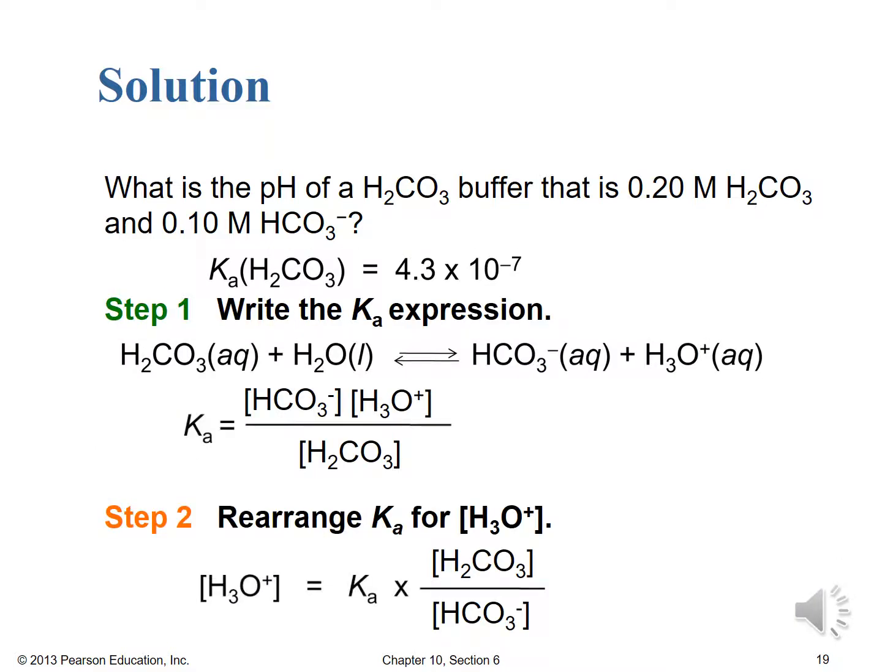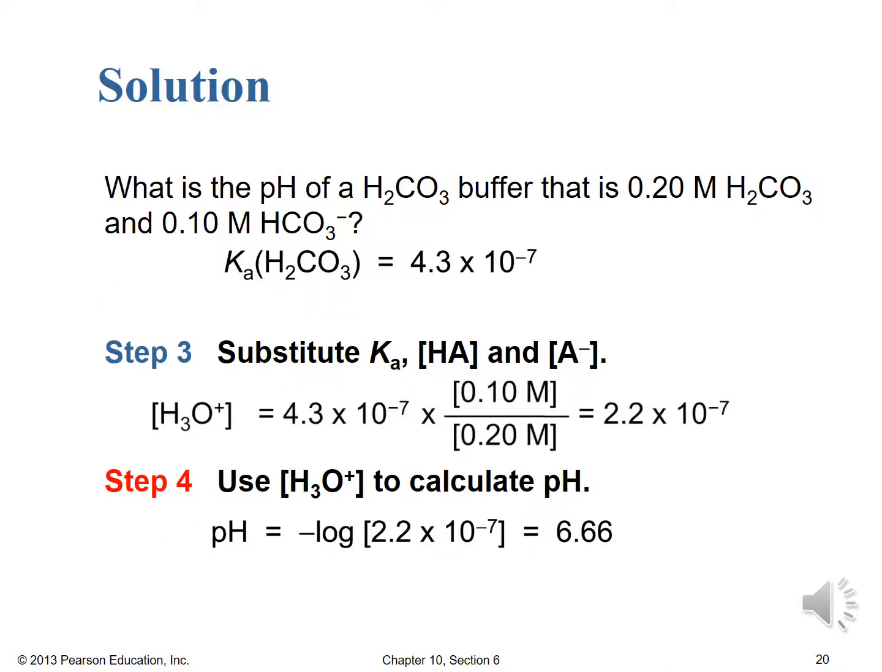Okay, so according to our guide, step 1 is to write the Ka expression. Looking at our balanced chemical equation, we see that the Ka is equal to the hydrogen carbonate ion concentration times the H3O plus ion concentration divided by the H2CO3 concentration. Again, we don't put pure liquids like water into an equilibrium constant expression, so that's why it doesn't appear. Step 2, we can rearrange that equation to solve for H3O plus, and then we get H3O plus equals Ka times H2CO3 divided by HCO3 minus concentration.